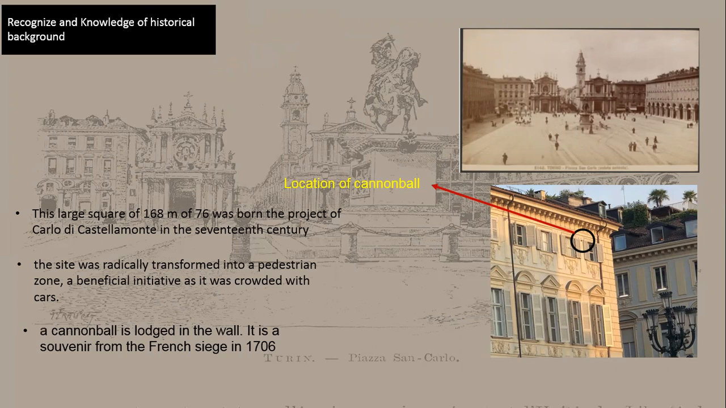In this part, we focus on historical background. This large square, 168 meters by 76 meters, was the project of Carlo di Castellamonte in the 17th century. At first, it was called Piazza Reale due to its use by the military. Then in 1998, the site was changed into a pedestrian zone. There are remains of other historical events around the square. A cannonball is lodged in the wall. It is from the French siege in 1706. Next page.